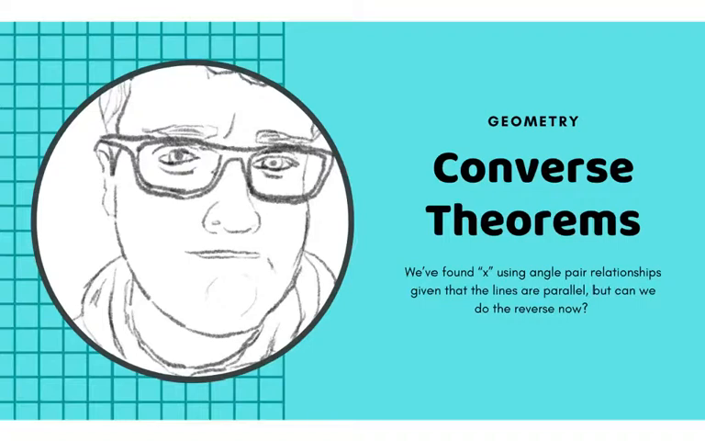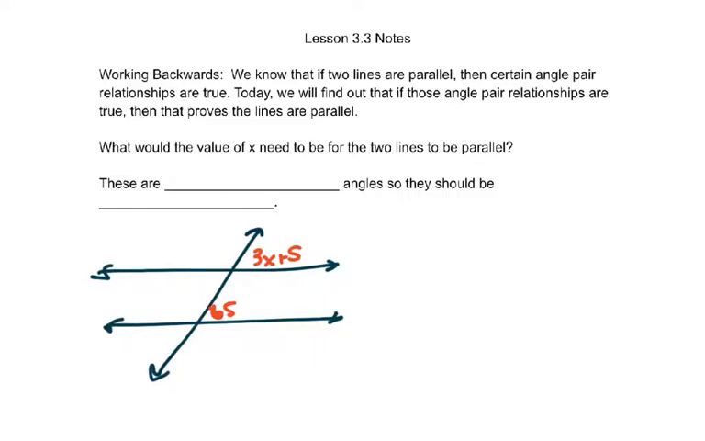Hey everybody, today we're going to talk about converse theorems. It's the same concept, but a little bit backwards. We're going to find x. Instead of being told that the lines are parallel and then using the pair relationships to know if they are congruent or supplementary, now we are going to go backwards from the angle pair relationships and solve for x as if we need to find out they're parallel. That's the whole idea here. So the question is going to be, what would we need x to be to make the two lines parallel?